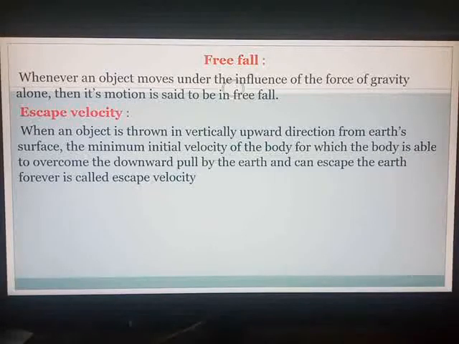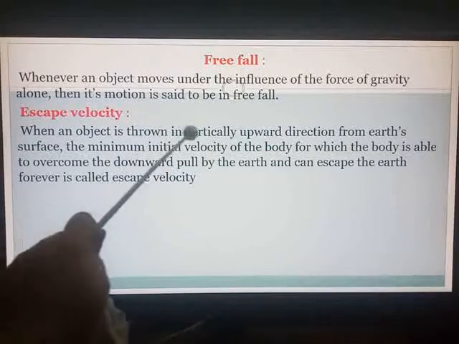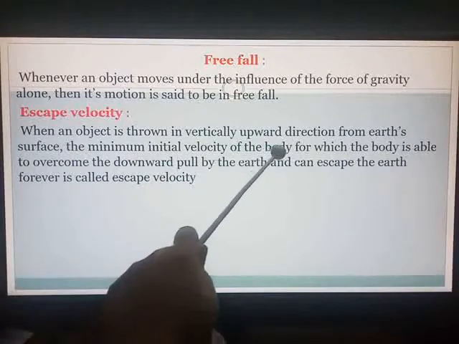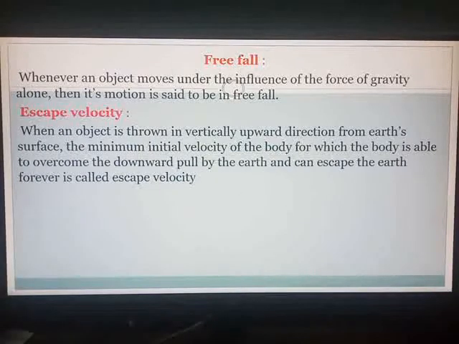And the last term for this chapter is escape velocity. When an object is thrown vertically upward from the Earth's surface, the minimum initial velocity of the body for which the body is able to overcome the downward pull by the Earth and can escape the Earth forever. We had taken the example of spacecrafts. So they escape the Earth's surface forever, and that velocity is known as escape velocity.